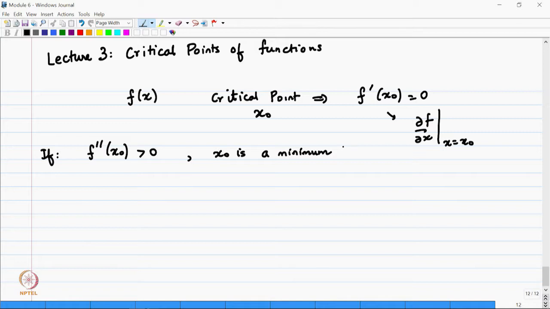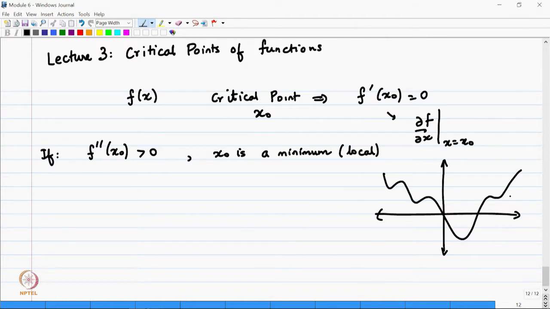And we should emphasize that this is a local minimum, as opposed to a global minimum. So, suppose you have a function. What we said is that your function can have several minima. So, it can have a function like this. Now each of these points is a local minimum. So, at each of these points, the derivative is 0.